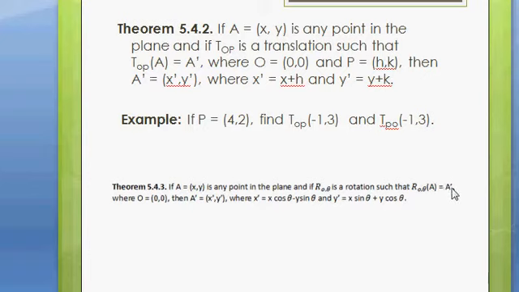Then A is going to go to A prime, which is going to be x prime, y prime. It's going to have coordinates: the x coordinate turns out to be x cosine theta minus y sine theta, and the y coordinate, y prime, turns out to be x sine theta plus y cosine theta.